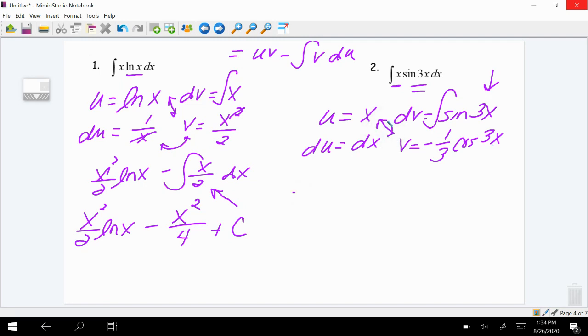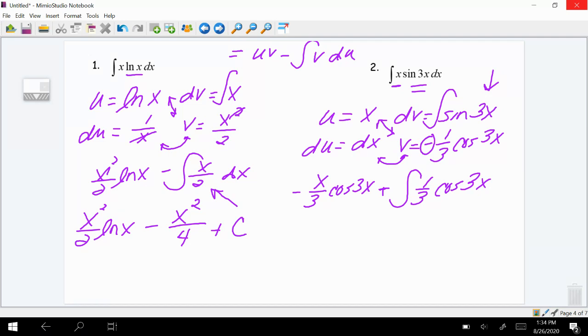So I'm going to have a negative x over 3 cosine 3x, and then minus the integral of these two multiplied together. Well, there's already a negative here, so that negative is going to cancel with the negative that's out front. So I'm going to make that a positive, and I'm going to have a 1/3 cosine 3x. This is something I need to integrate.